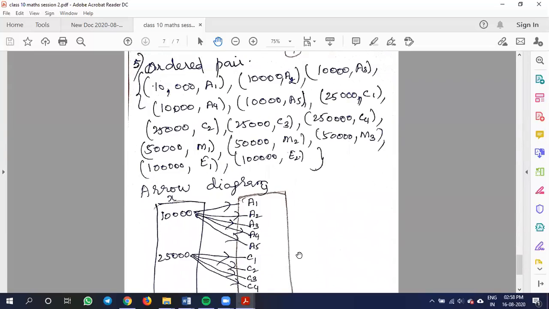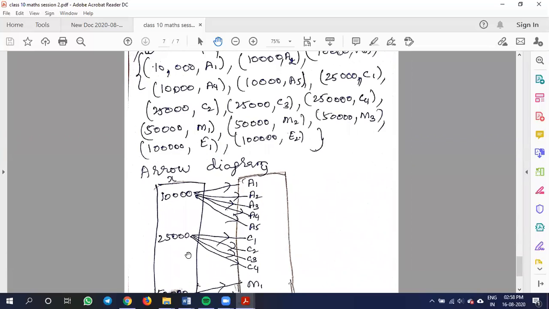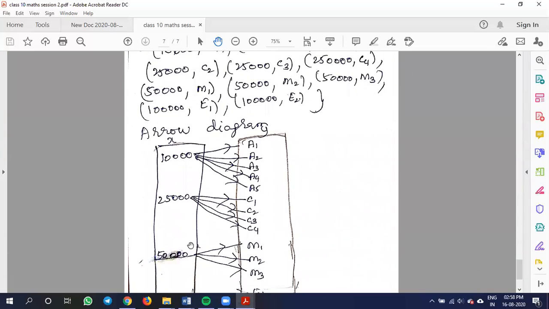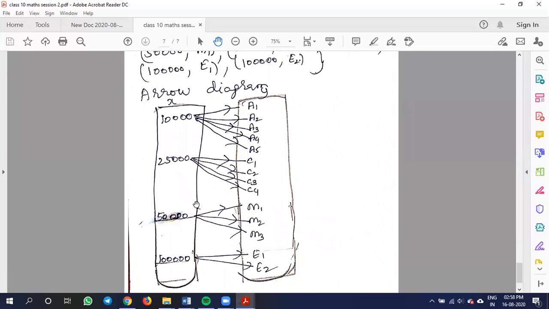Then how to draw the arrow diagram? That is asked now. You have to write the salary. That is the first set: 10,000, 25,000, 50,000, 1 lakh. So how many are getting 10,000 salary? 10,000 comma A1, 10,000 comma A2, 10,000 comma A3, 10,000 comma A4, 10,000 comma A5.